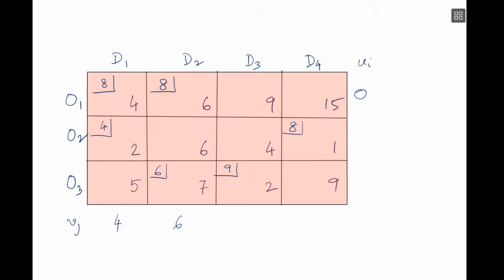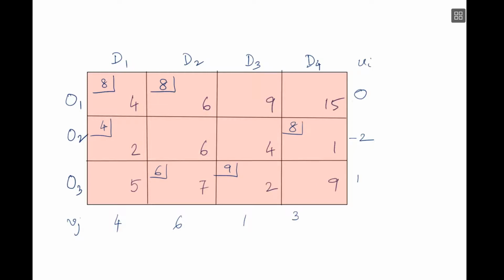And as soon as V1 becomes 4, U2 will become minus 2, as in the allocated cell 2,1 the cost is 2. So 4 minus 2 will be 2. Since V2 has become 6, U3 will become 1, since 6 plus 1 equals 7 in the cell 3,2. Similarly, for the cell 3,3, we shall have V3 equal to 1, as U3 plus V3 should be equal to 2. And finally V4 will be 3, as for the cell 2,4, 3 minus 2 will be equal to 1.